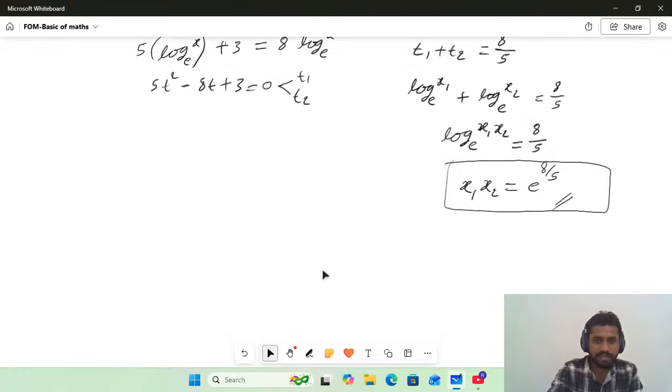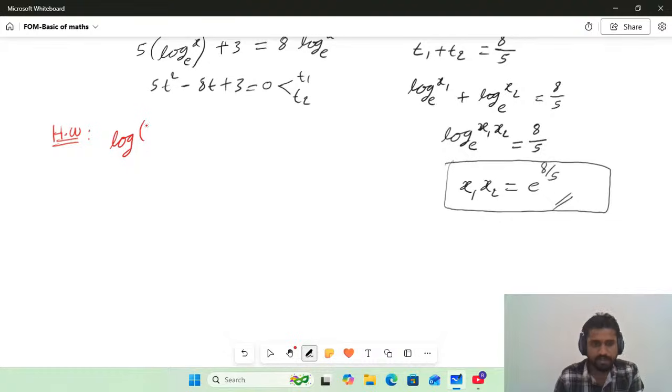Let me give you one practice question based on logarithmic inequality with variable base. Try to solve this question for homework. Logarithmic inequalities with variable base.